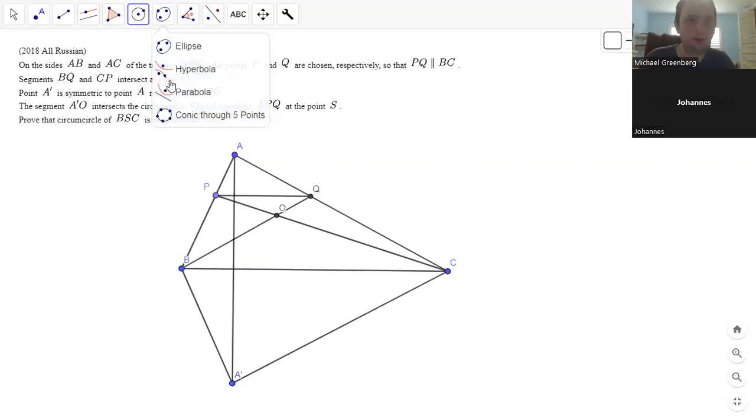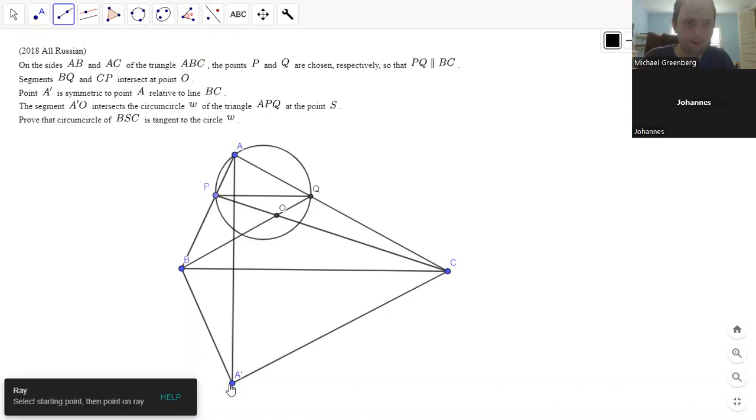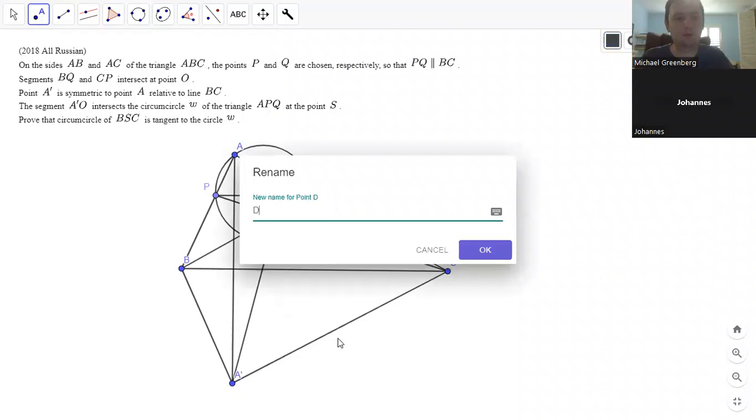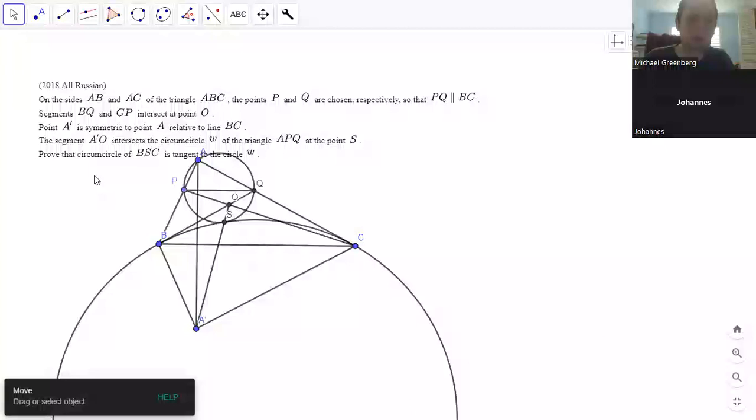Like these circles are homothetic, but I won't draw it right now. So the segment, not the ray, but the segment. That's S. Then we want to show BSC is tangent to that circle. So it looks like a homothety, right? Some kind of homothety about S.